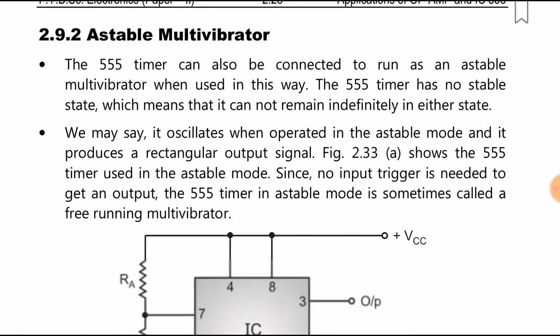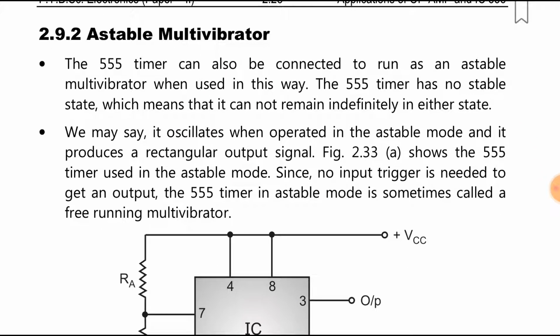So using IC555, an astable multivibrator is the circuit which you can realize. IC555 can also be connected to run as an astable multivibrator. When used in this way, the 555 timer has no stable state.